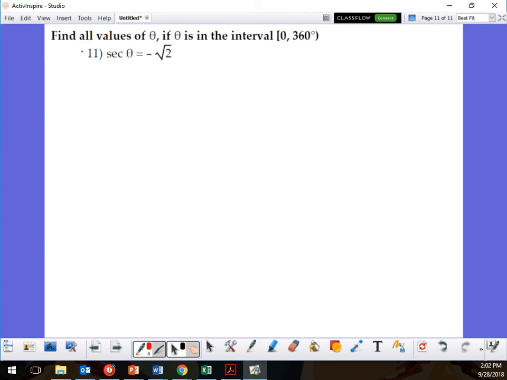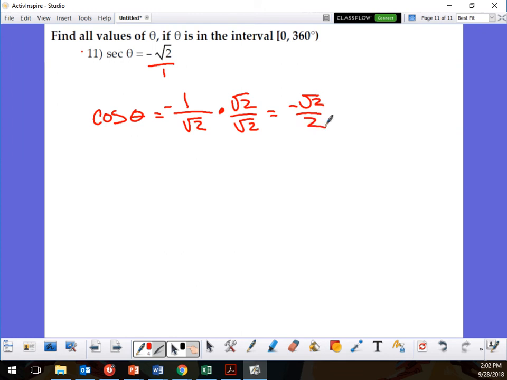All right, now this is going to be the last one before we finish this up for today. So now this one right here says find out values of theta if theta is in the interval from 0 to 360. Now it starts off with secant, right? Yeah. I can't work with secant. Secant's not on my unit circle, right? So I need to fix that. Secant is the reciprocal of cosine. So in this case, cosine of theta would equal 1 over, so it's a negative 1 over rad 2, right? Rationalize. Negative rad 2 over 2.